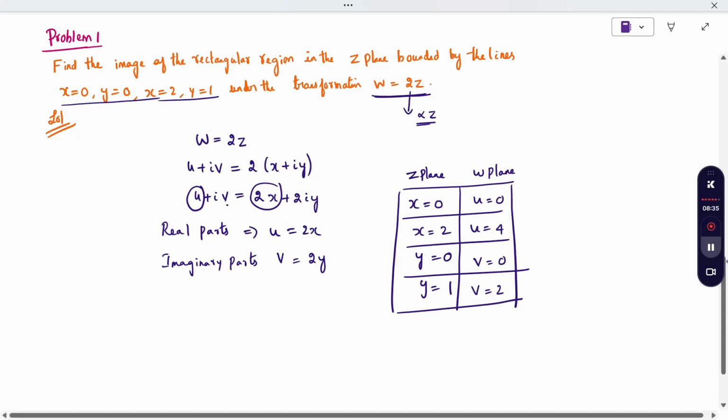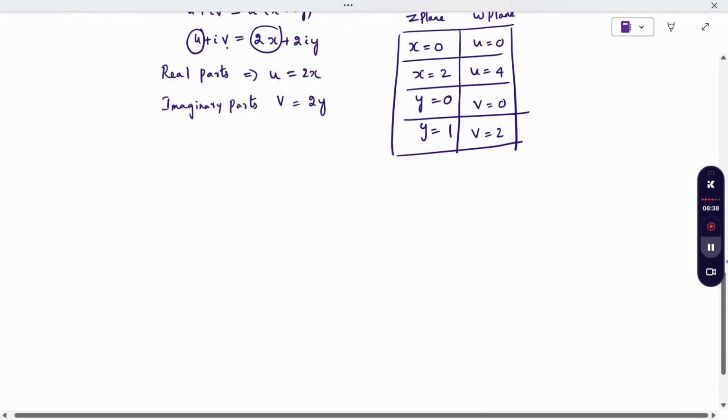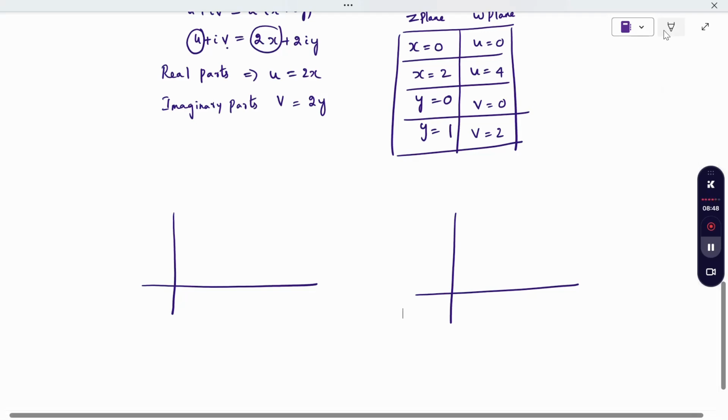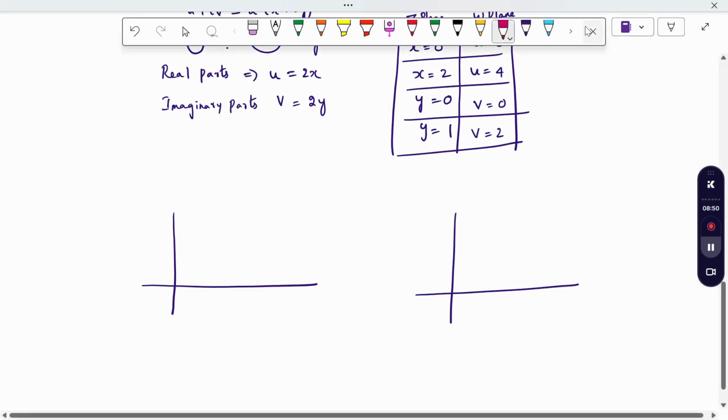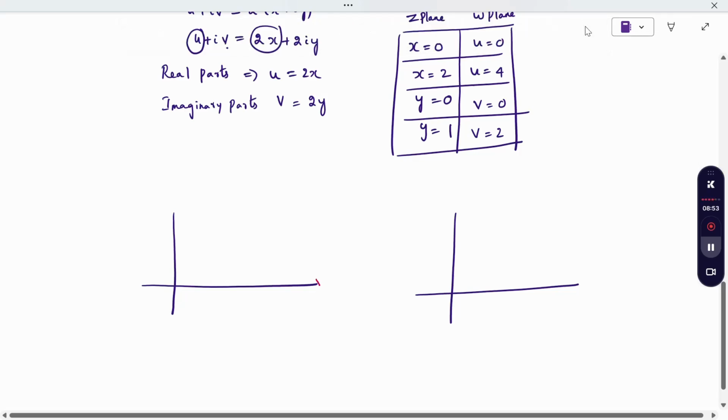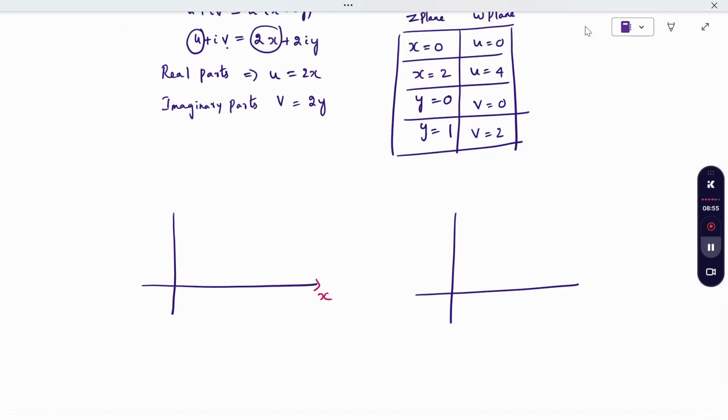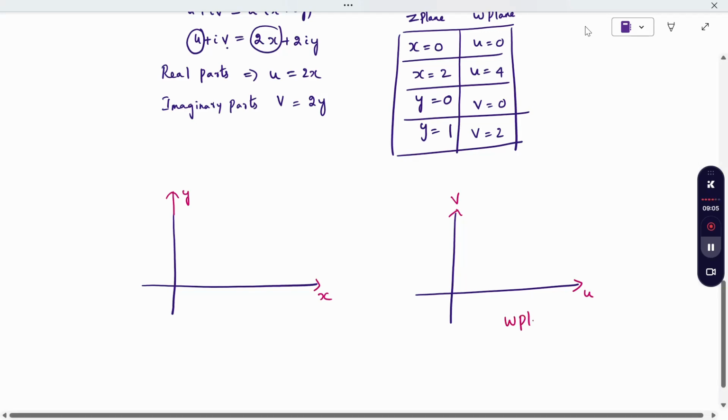This is the way we have to do it for a conformal mapping. I will draw for the Z plane. Compulsorily you have to draw a rough diagram. This is the Z plane diagram. The x axis, y axis, everything you have to write roughly. This is the U plane, V. This is the W plane diagram. Whatever I write, you have to draw it the same way.